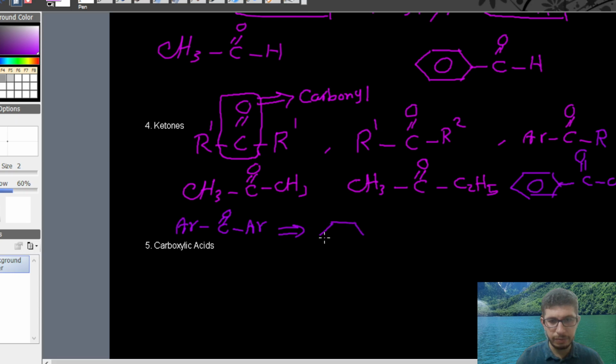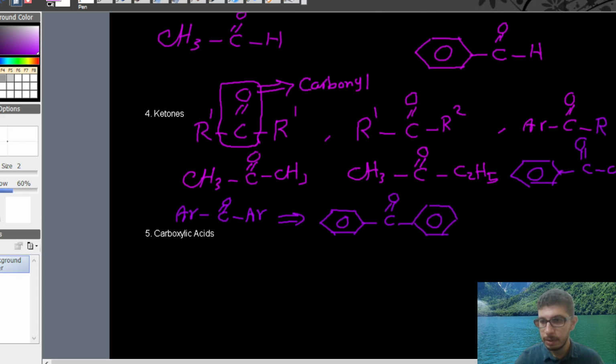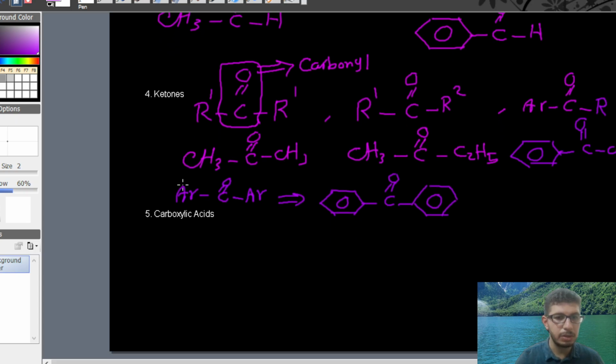So we have benzene here, then C double bond O, and here we have benzene, right? So this is actually a class of compounds. This is actually a ketone, right?